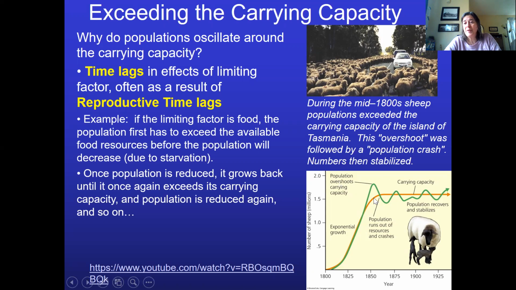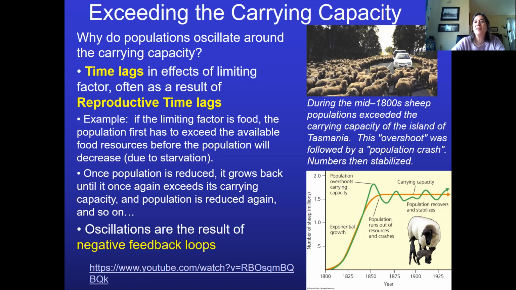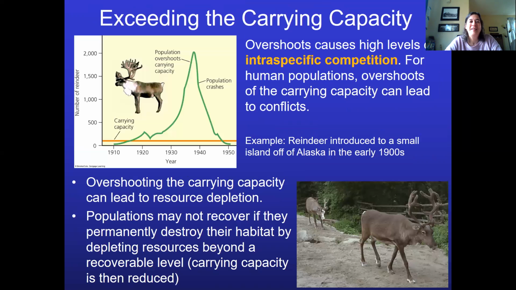It's really hard. No species knows where its carrying capacity is. And so you don't know that you've exceeded it until you're past it and start to suffer a crash. Normally though, once your population comes down, your resources come back and you're able to increase your population again. So this is a negative feedback loop that tends to oscillate around the carrying capacity. So again, oscillations, results of negative feedback loops.